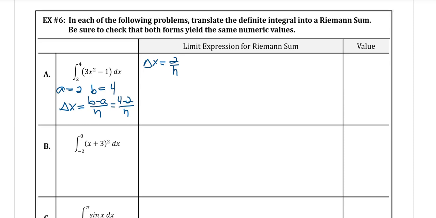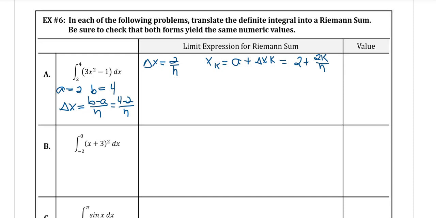So that's the first thing. Next thing is I want to find my x sub k. And x sub k comes from a plus delta x k. So in our case, this is going to be 2 for a plus 2k over n for delta x k.